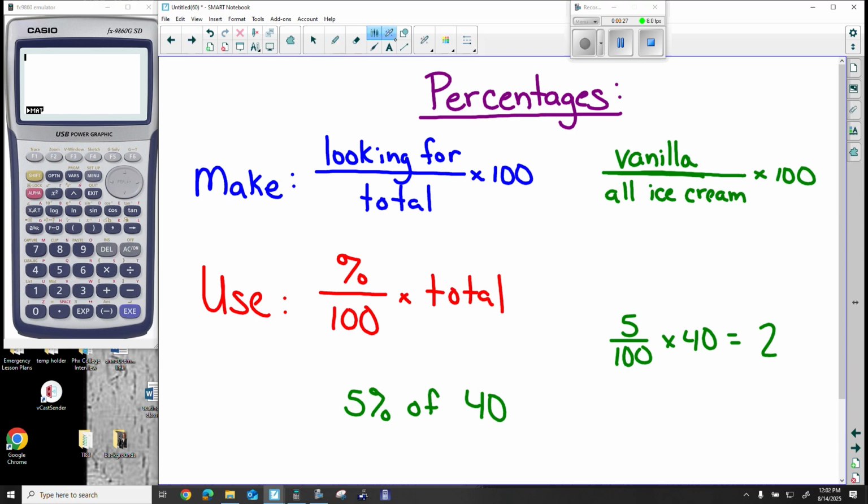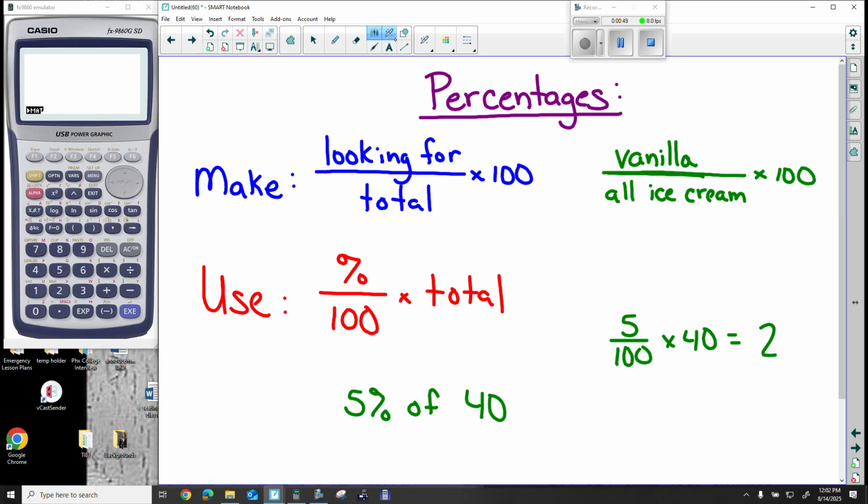All right, so let's begin with making a percentage. You don't have a percentage and you need to construct one. An example of such a question would be like, how many of the ice creams were vanilla flavored? Okay, how many were vanilla flavored?